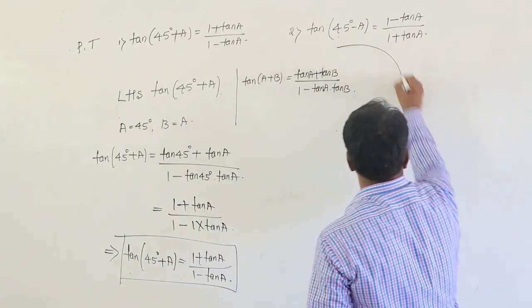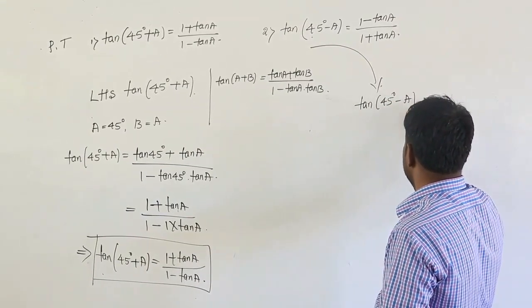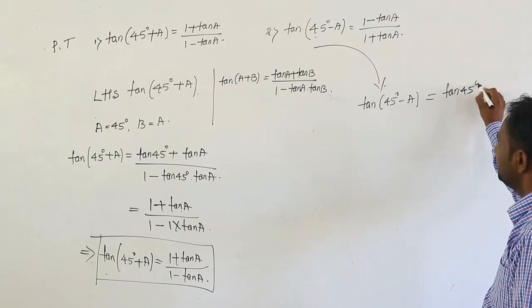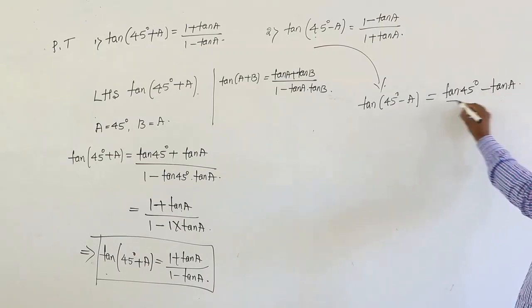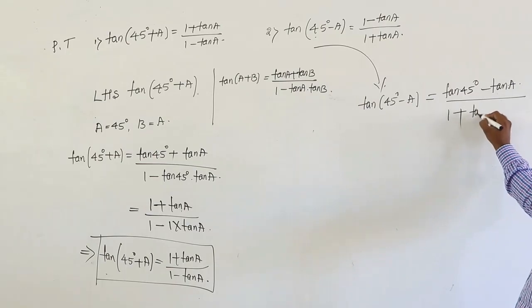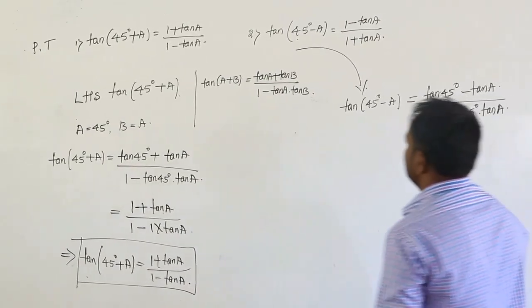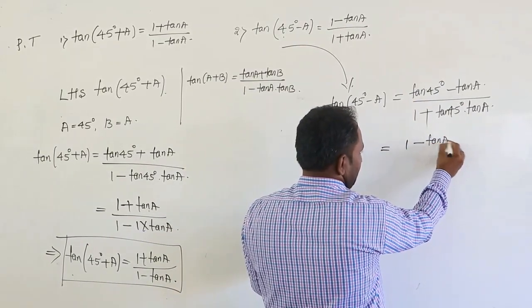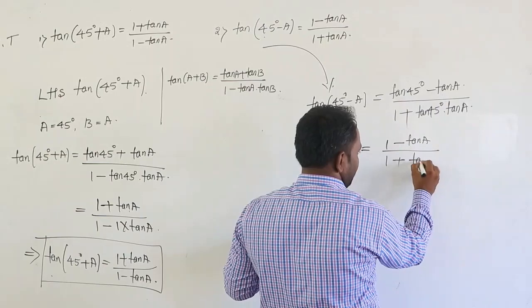Similarly, here tan of 45 degree minus A is equal to the formula tan 45 degree minus tan B, where the B value is A, divided by 1 plus tan 45 degree into tan B, where the B value is A, tan A. That implies, with the tan 45 degree value as 1, 1 minus tan A divided by 1 plus 1 into tan A.